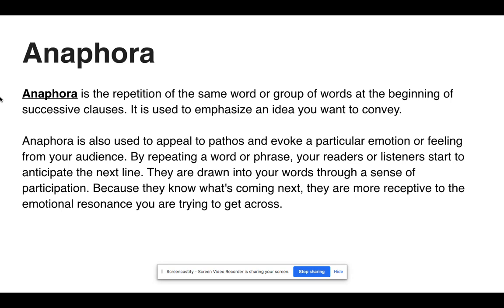A lot of times speakers who are giving a speech will use anaphora, and what happens is by repeating a certain word or a phrase at the beginning of a clause, your readers or your listeners will start to anticipate the next line, and they get drawn into your words through a sense of participation because they almost can guess what's coming next. And because of that, they're more receptive to the emotional resonance that you're trying to build or trying to get across. So let's take a look at a couple of different examples of different authors and writers using anaphora.